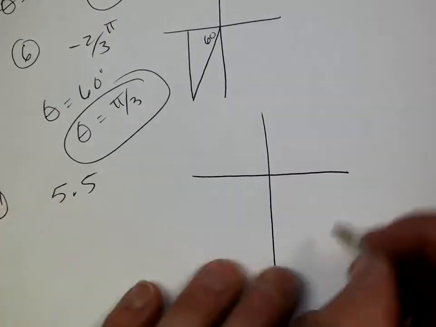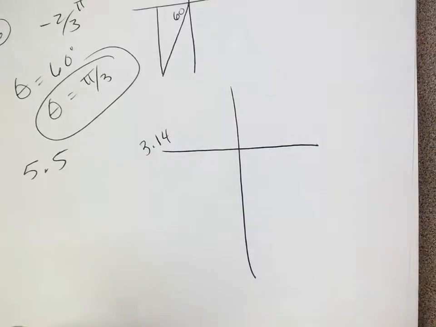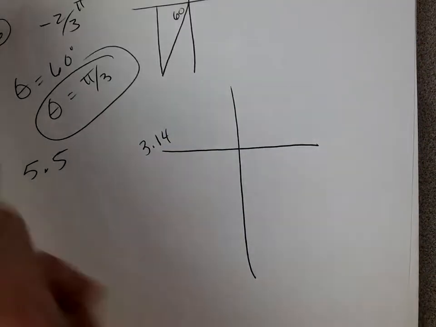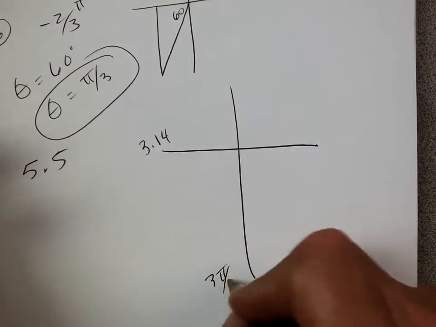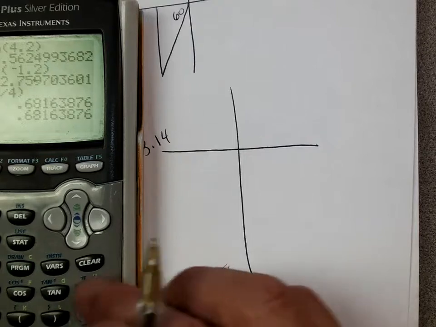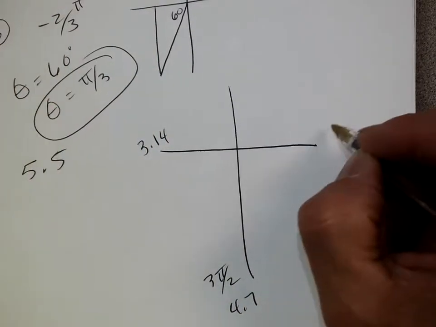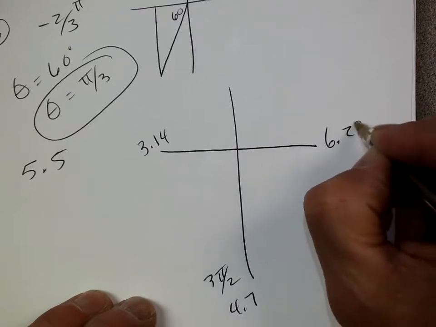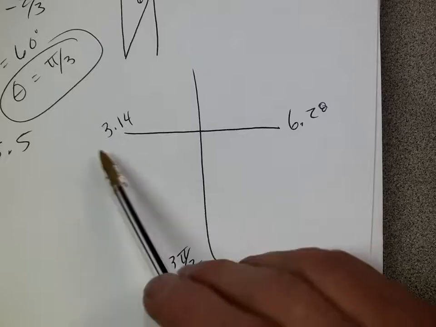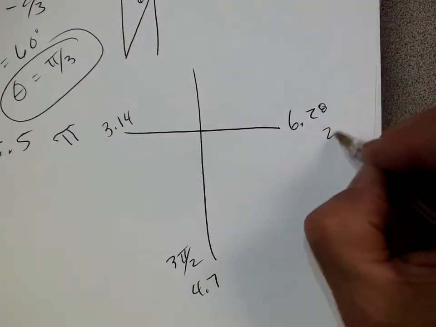Here's how you got to do it. This is 3.14, because that's pi, right? I think this is a 4.7. I'll double check, but 3 pi halves. Let's double check 3 pi divided by 2. That's about a 4.7. And this would be a 6.28 as far as decimals, right? You guys with me? I just put the decimal equivalents for pi, for 3 pi halves, and for 2 pi.